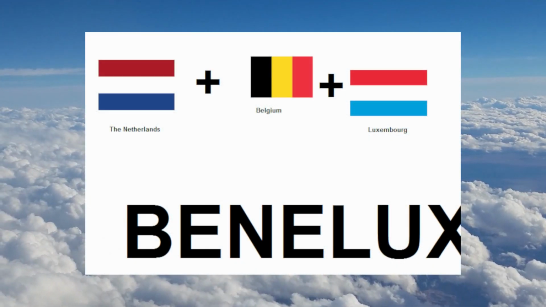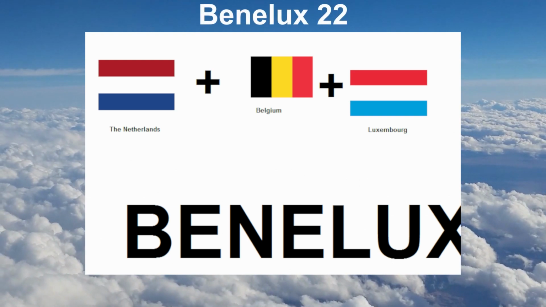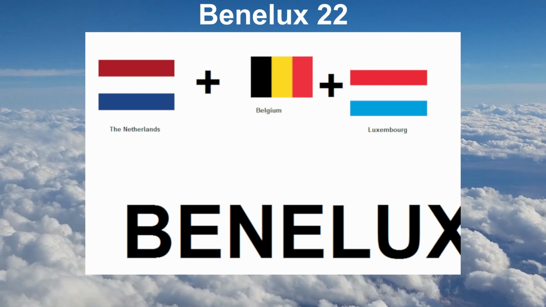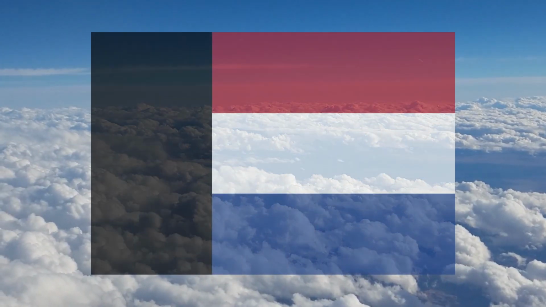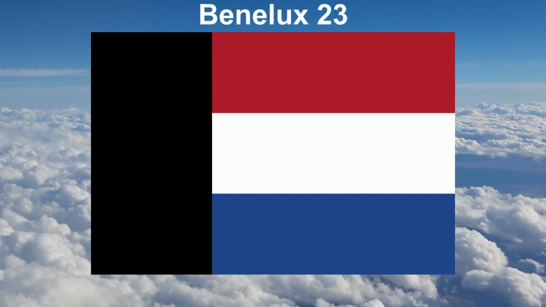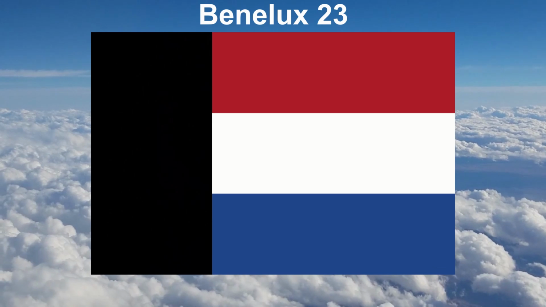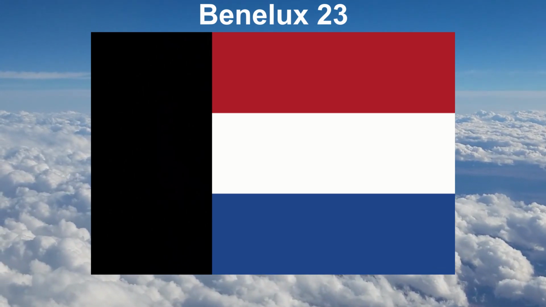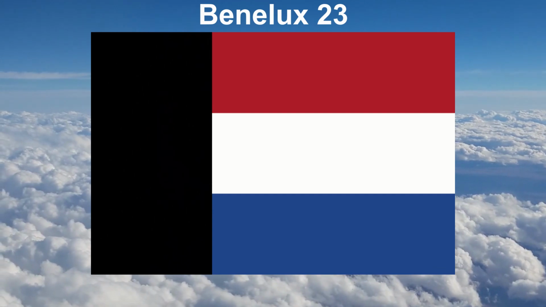Next is entry 22. The creator wanted to be straightforward. Benelux is the Netherlands plus Belgium plus Luxembourg. Simple and efficient. Next is entry 23. Red symbolizes blood and bravery. White symbolizes peace and innocence. Blue symbolizes loyalty and perseverance. Black represents the Black Lion of Flanders, a historical region in the Low Countries.